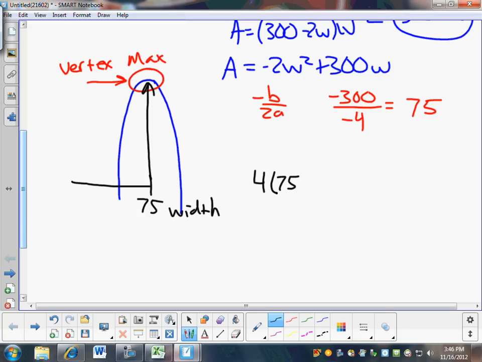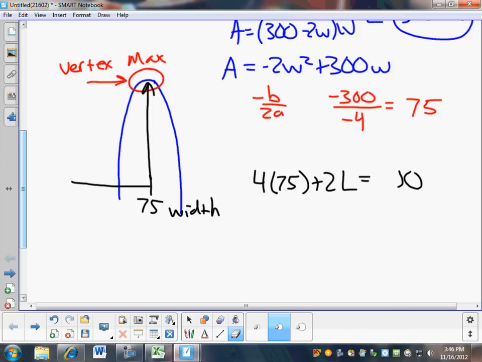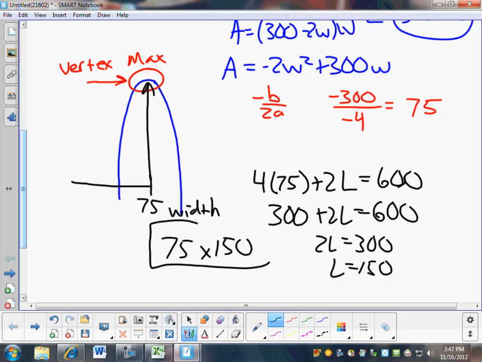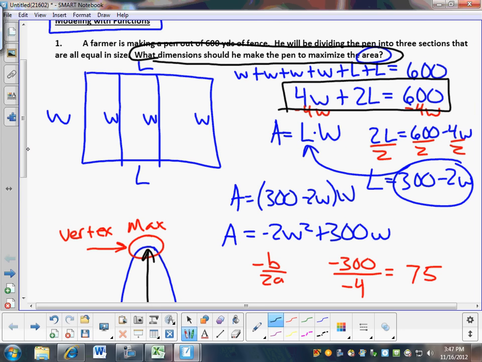Four times 75 plus 2L is equal to 600. I'm sorry, that's 300 plus 2L is equal to 600. So 2L is equal to 300, so L is equal to 150. So there we have it, 75 by 150. That's what we got. So we've been able to solve this problem by finding a maximum, and there you go.